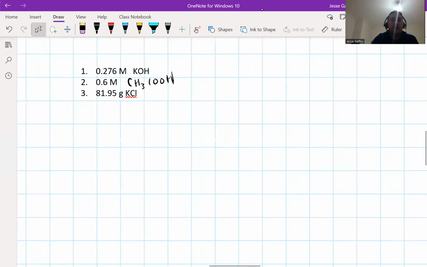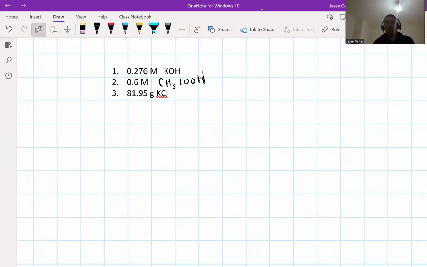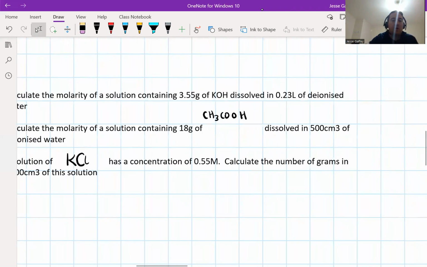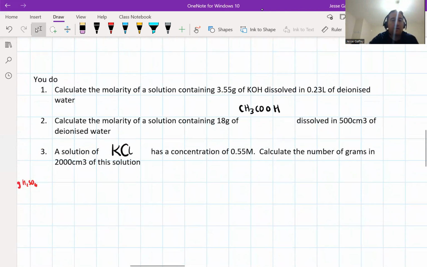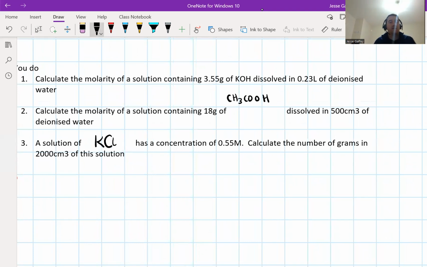All right, and here are your answers. Well done if you got those right. I am going to have a look at number 3 here because it's different. Okay, so it says here, a solution of KCl has a concentration of 0.55 molar. Calculate the number of grams in 2,000 centimeters cubed of this.